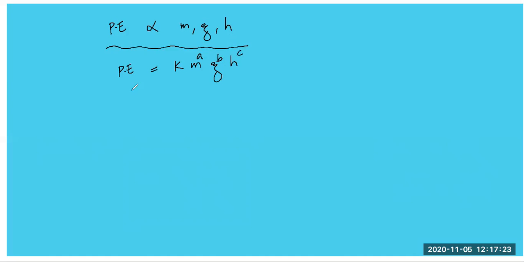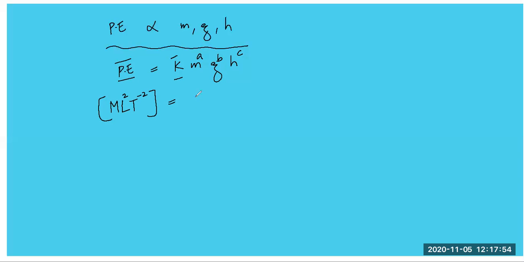So write down the units of potential energy. It's work done, and work done is force into distance. So what will the MLT be? It is ML^2T^-2. So this will be the left hand side. On the right hand side, forget about k; I think this is a dimensionless constant, so it will not have any unit.